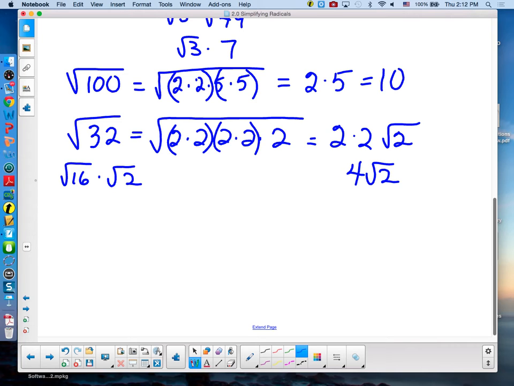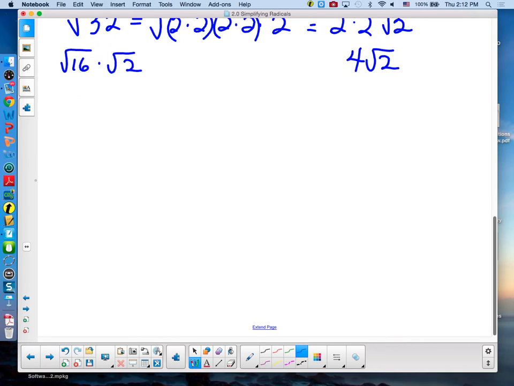But the method I'm showing you works if you're looking for square roots or simplifying cube roots. You're looking for 3 of the same thing or 4 of the same thing. So when you get into Algebra 2, what I'm showing you can apply to whatever root you're trying to do. Okay, some more practice. Got that? 4 times the square root of 2?